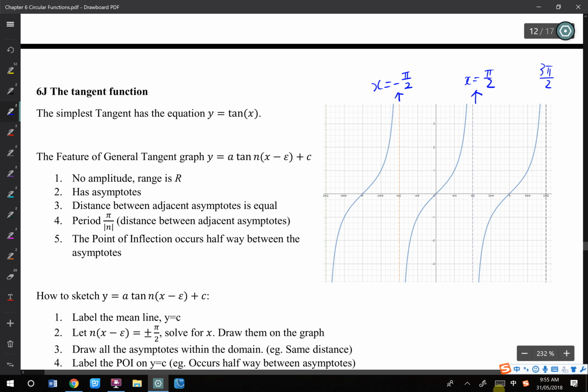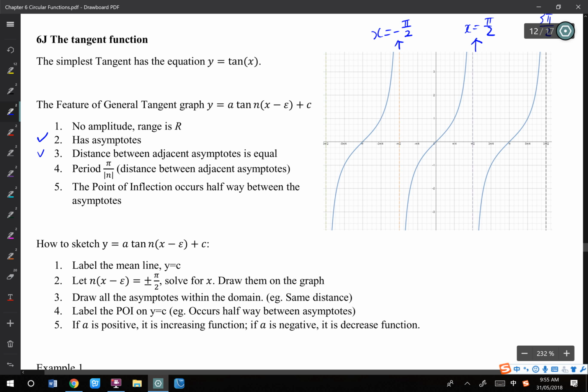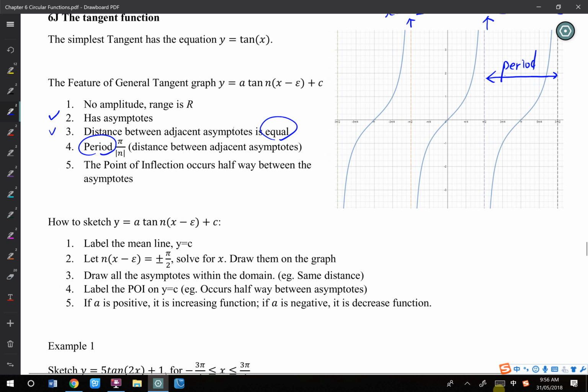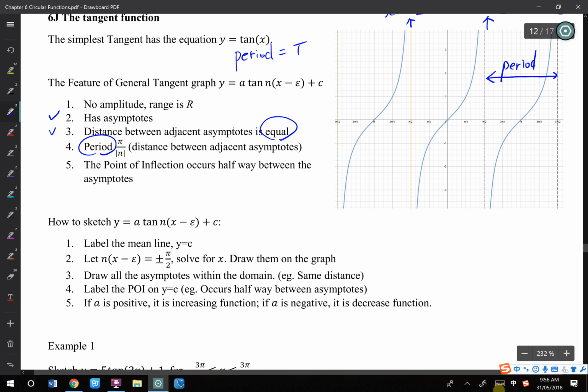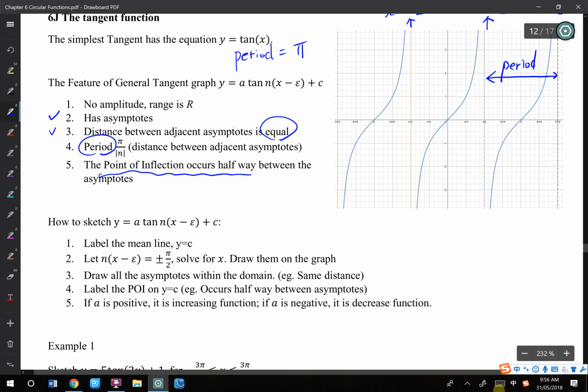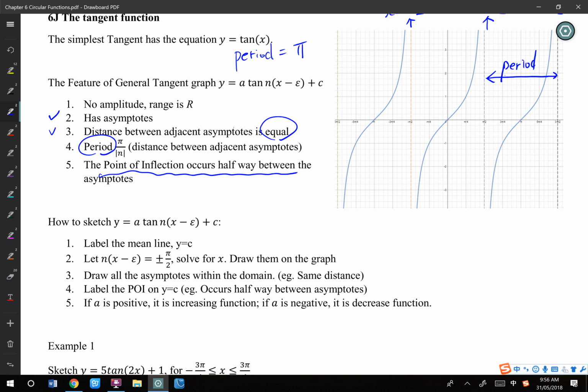First of all, there are asymptotes, and the distance between adjacent ones is equal, which equals the period. So the distance between 2 adjacent asymptotes is a period. Why is that 1 period? Well, everything is the same distance apart, and that's the period. So in between 2 asymptotes will be 1 period. And you can see the period for tangent is pi. It's not 2 pi like sine and cosine. It's just pi. Point of inflection occurs halfway between the asymptotes.